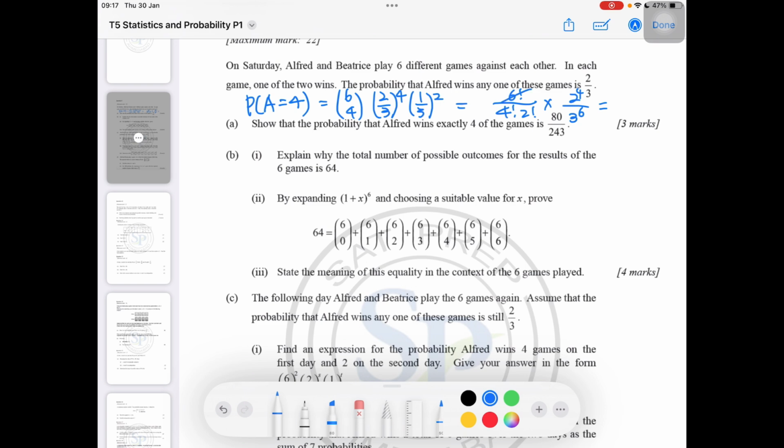And here 6 and 5. Now we don't have this one, and we have only 3 here. And 6, we have 5 here. So this is 243. And 2 times 5 times 2 to the power of 3, which is 80.